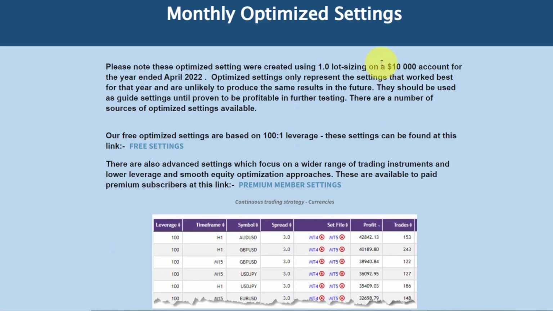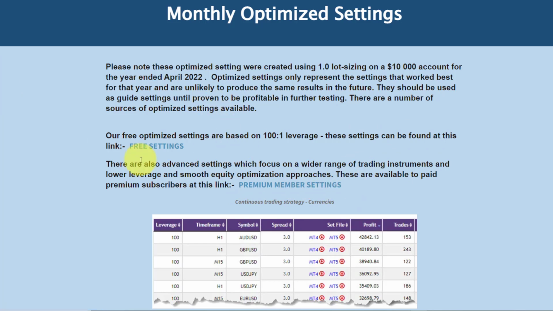And then there are obviously monthly optimized settings. Remember, optimized settings are merely settings that worked in the past. They're not that great or reliable for the future, but they do give us lots of information about what worked in the past, and therefore they are a good indication of what might work into the future.